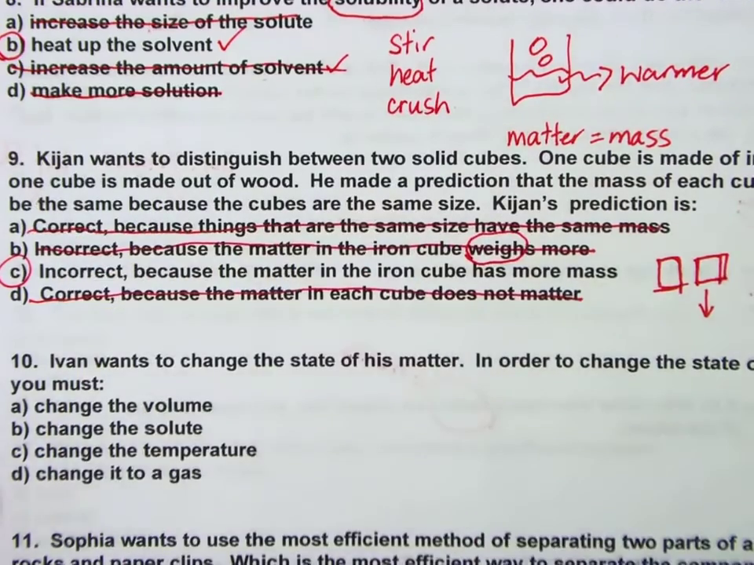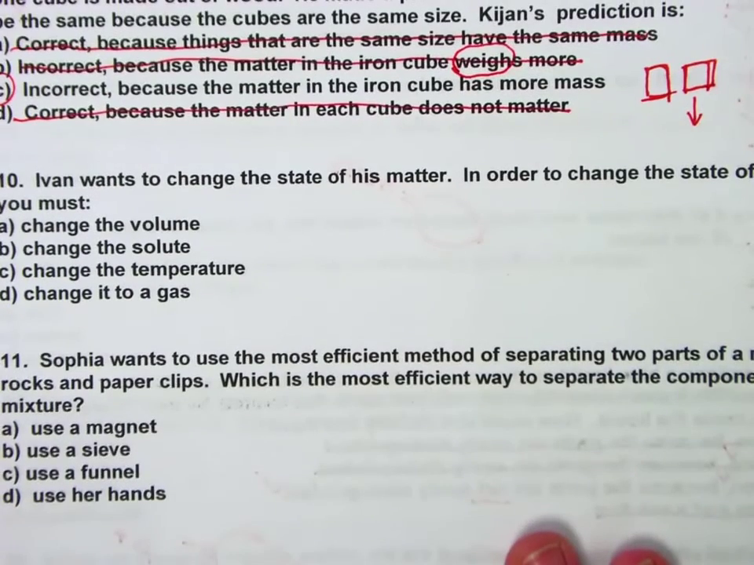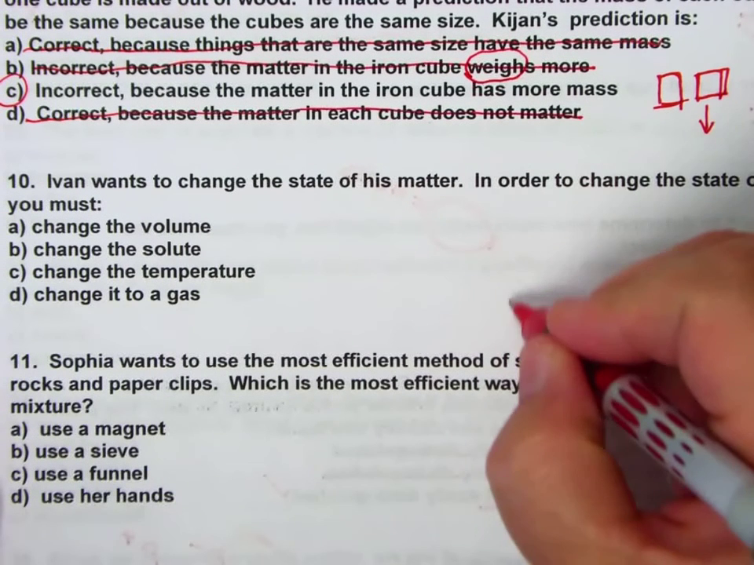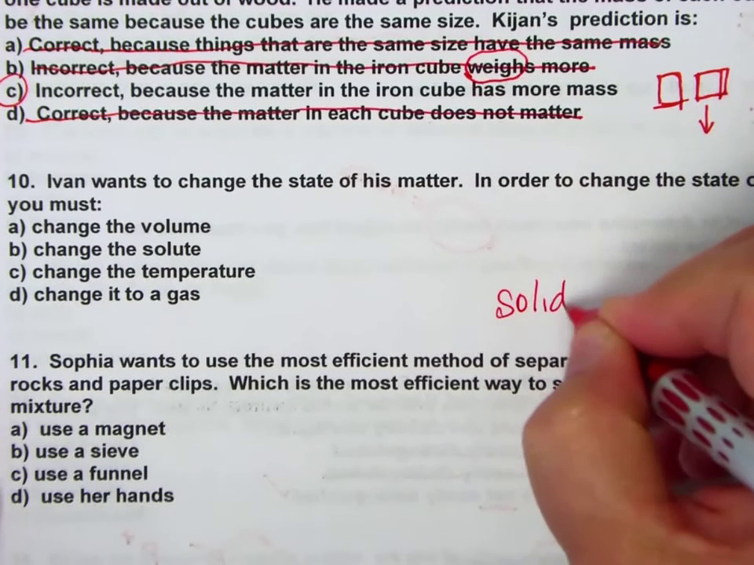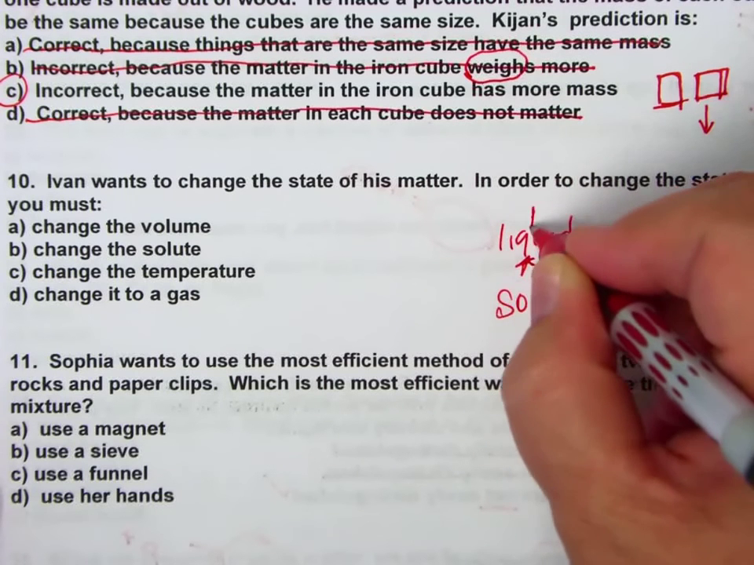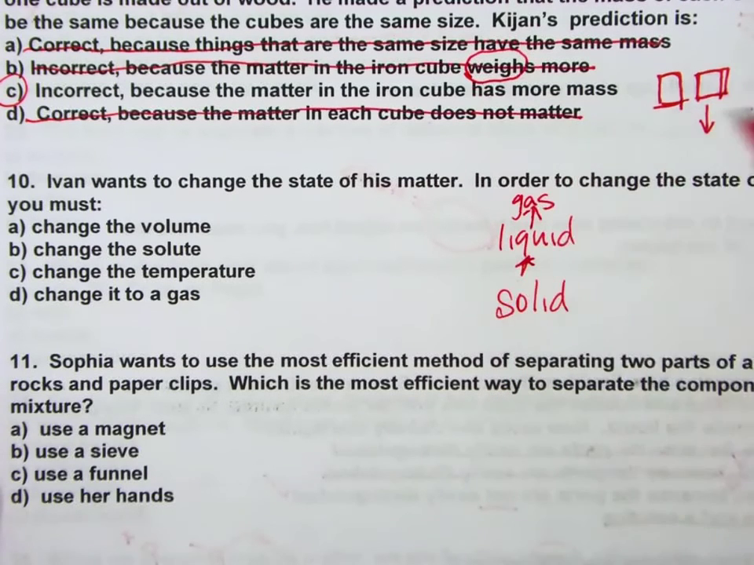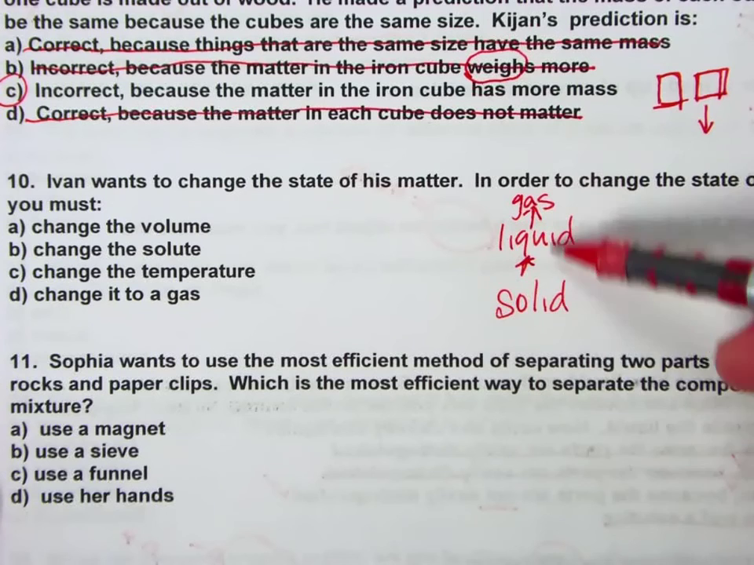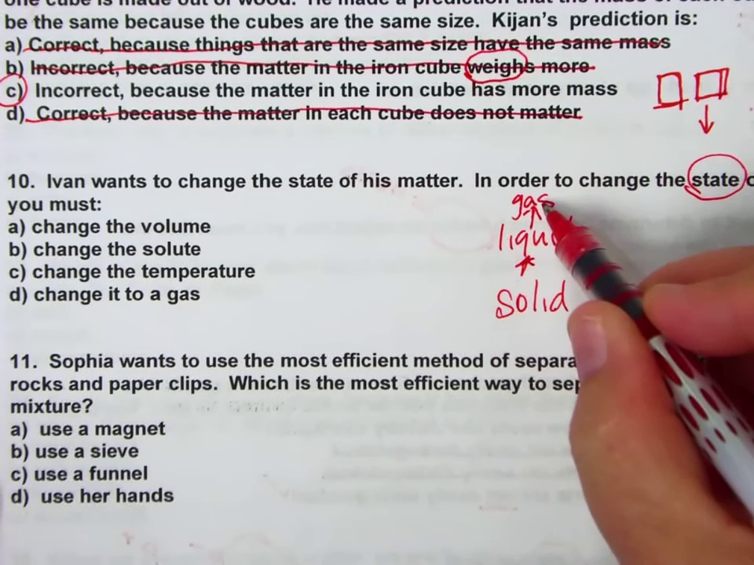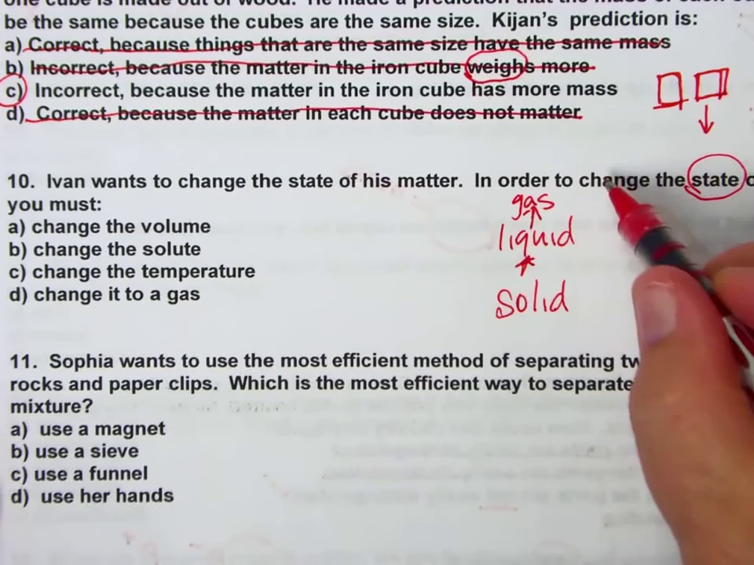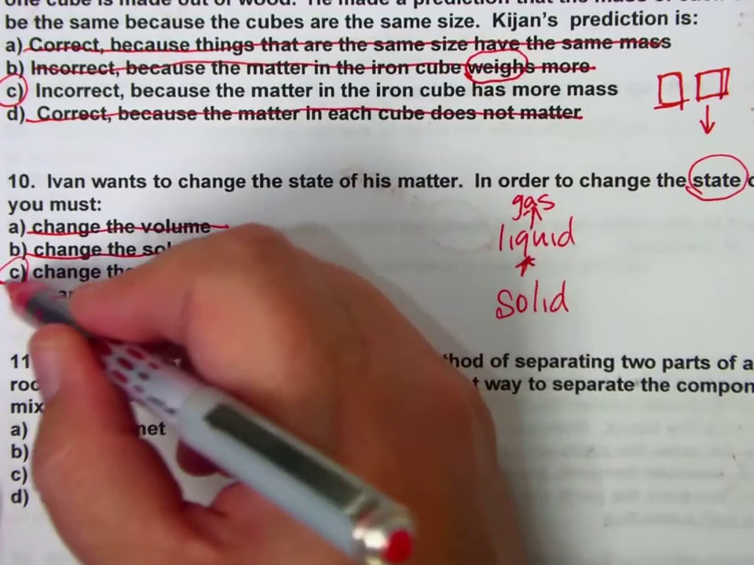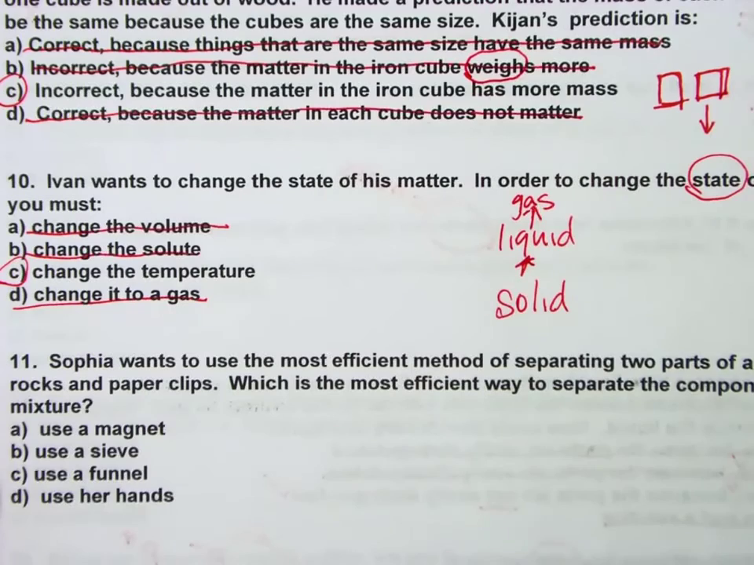Okay. Ivan wants to change the state of his matter. In order to change the state of his matter, you must. And don't forget, that's when we go from a solid to a liquid to a gas, or from a gas to a liquid to a solid. So we're changing state. That's a state, because a state is a solid or a liquid or a gas. There's 3 states of matter. So if we want to change the state, we need to change the temperature. And that's just a must-know answer.